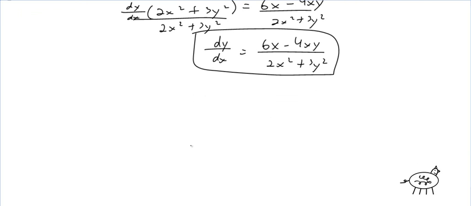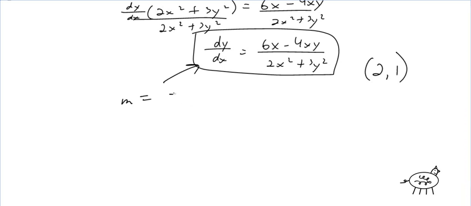Now, of course, I asked you to find it at (2, 1). It's nice I gave you the x and y coordinates, because if I just gave you x, you'd have to solve for y, which again is really brutal, and you guys would not be happy. So I'm just going to find, of course, the slope. That's really what that is over there, the slope of the tangent.